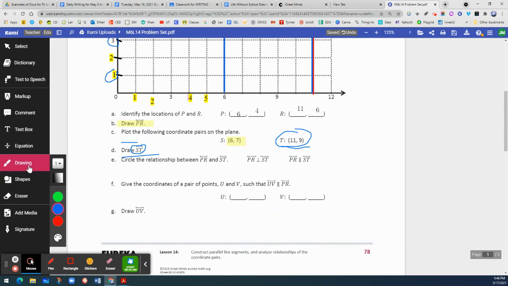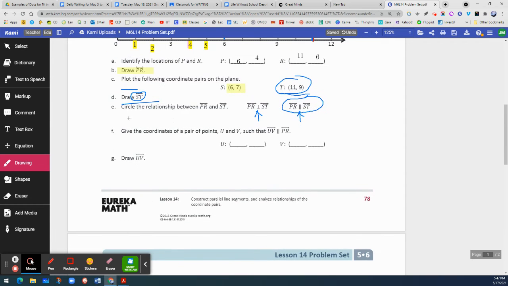So here on our question, it says, circle the relationship between PR and ST. The symbol here means perpendicular. So is the line perpendicular or is it parallel? And just like I mentioned to you, it is parallel. So there is the answer. Now you continue. Remember those symbols. If you cannot remember, come back to this video.